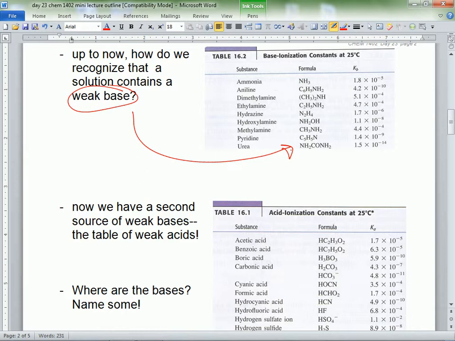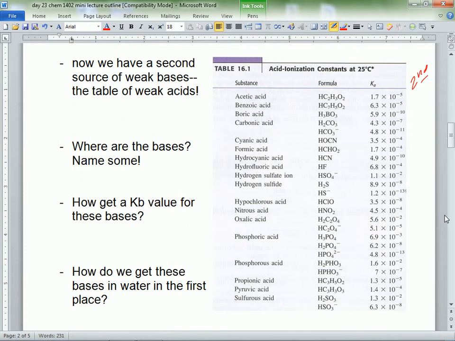But now what they're trying to say is there's a second source. Like you can call this the first source. There's a second source of these weak bases: the table of weak acids. Jasmine, do you see any weak bases in that table? What the heck? What are they saying? How can we get bases out of this? Take the H away. Then you have the conjugate base. Yeah, because here's all the conjugate acids.